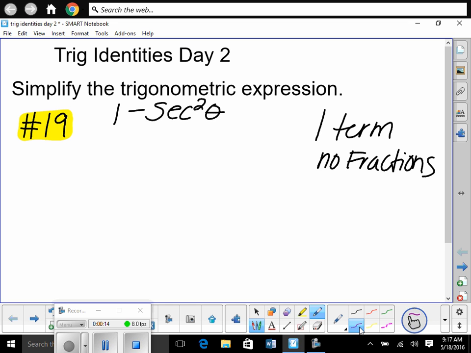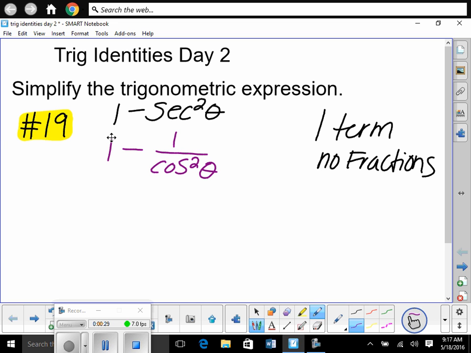So I'm going to rewrite this. I know this is really 1 minus secant squared. I know that that's 1 over what? Cosine, right? So 1 minus 1 over cosine squared theta. Does everybody understand why this is equal to this?